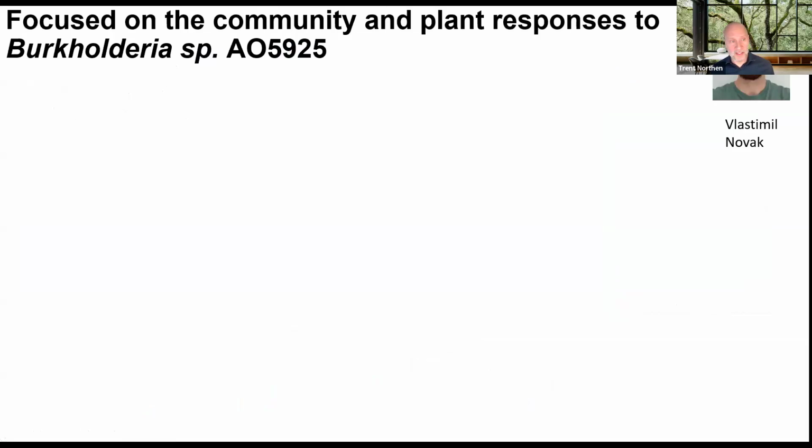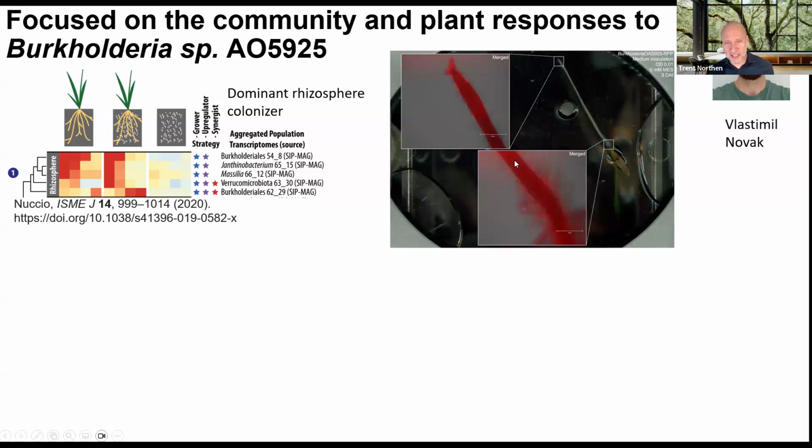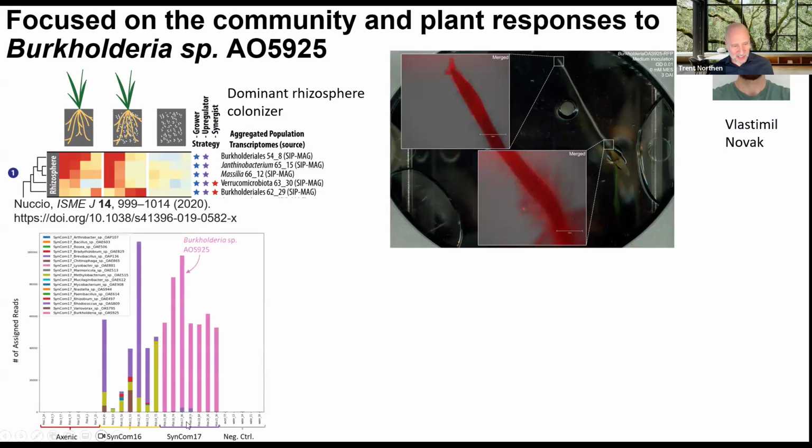So why Burkholderia? Why is this interesting? Well, it's well known that Burkholderia are dominant colonizers in the field. This is one of the really dominant organisms. And if you put Burkholderia in an EcoFab, here we're looking at a fluorescent Burkholderia, looking from the bottom of one of these EcoFab devices, the root is just coated with Burkholderia. So Burkholderia colonizes the plant like absolute crazy. And so if you do 16S sequencing of the community when Burkholderia is present, it's mostly Burkholderia. So it really dominates in the rhizosphere.